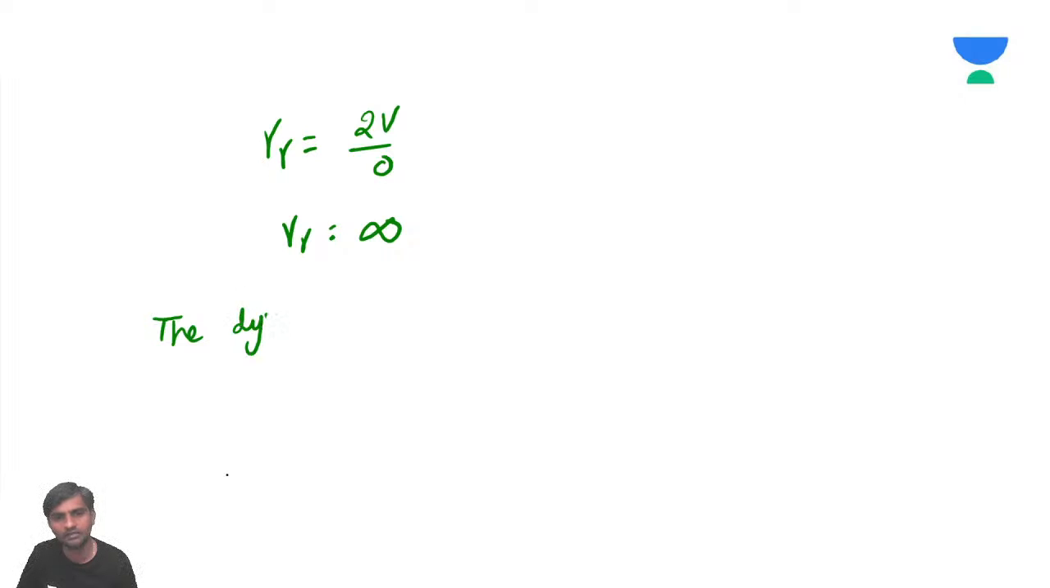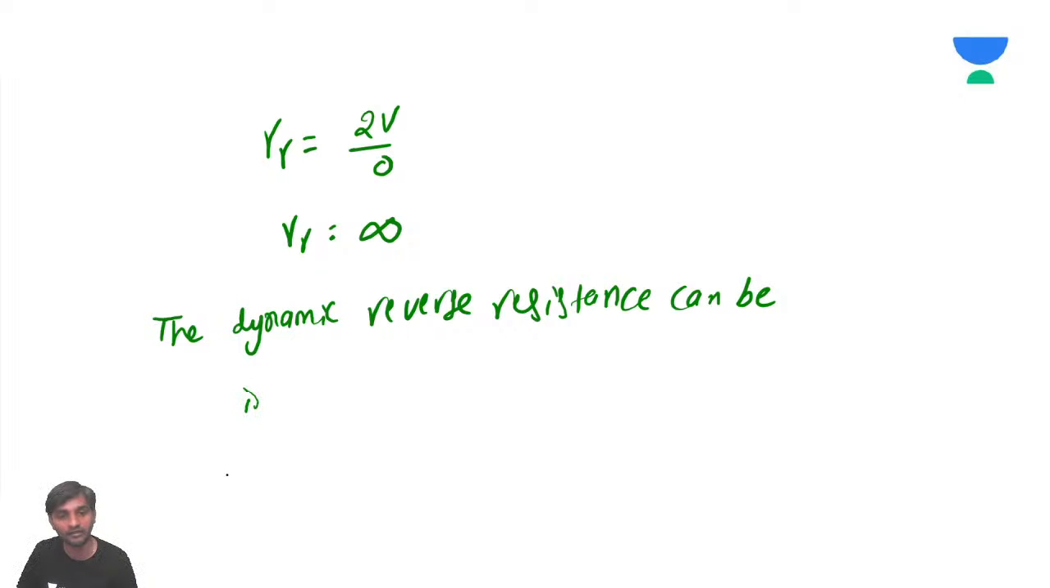Here, for example, RR is going to be, let's say, 2 volts by 0. So RR is going to be infinite. So the dynamic reverse resistance can be infinite. Theoretically it is correct, but practically it will be in mega ohms. Is that point clear? Tell me, yes or no? Is the point clear or not?